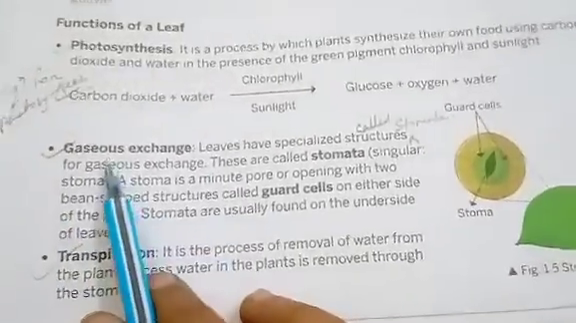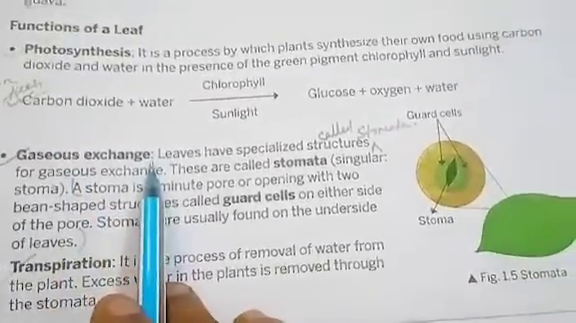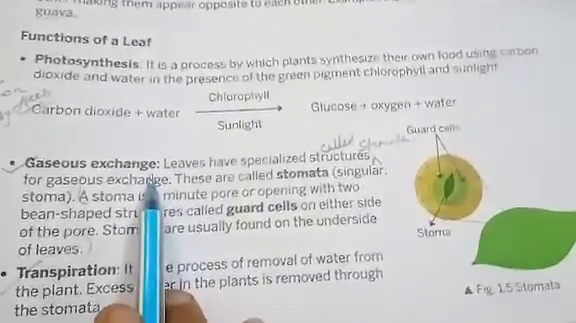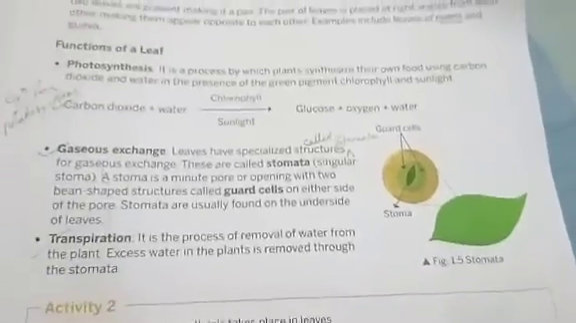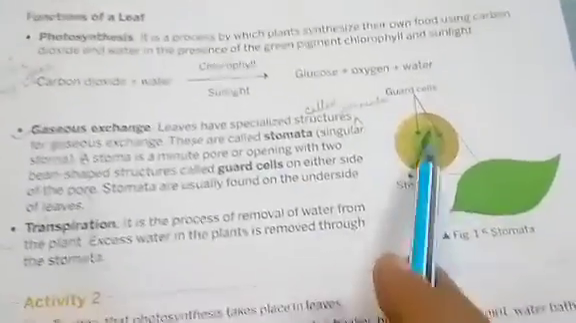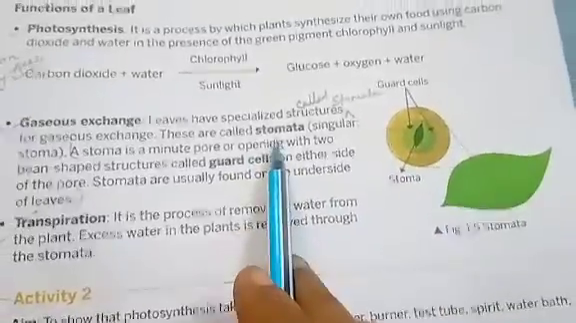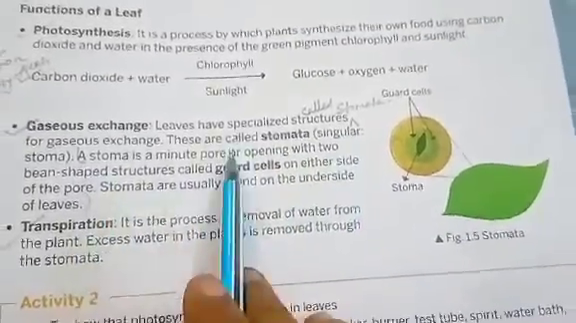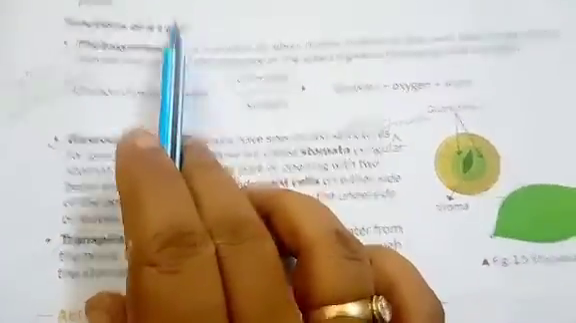Third function of leaf is gaseous exchange. As you know, plants take in carbon dioxide and release out oxygen. So human beings do that by the help of their nostrils. But in case of plants, there is the presence of stomata which undergoes exchange of gases. So gaseous exchange is another function which is carried out by leaf. So with this, we have discussed about the functions of leaves.